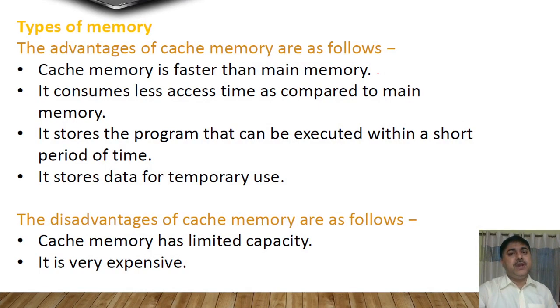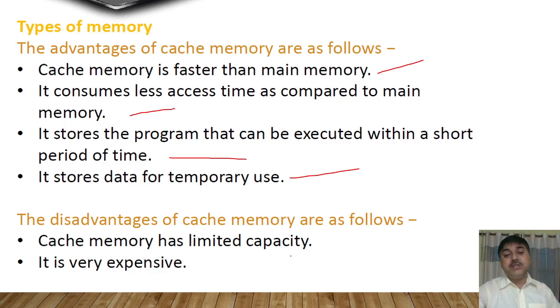The cache memory is much faster than the main memory. Number one. Number two, it consumes less time as compared to the main memory. If you compare it with the main memory, it will take less time. Next, the program stored can be executed within a short period of time. Next, the storage data is for temporary purposes. Those are the four basic important points that I have given for the advantages.